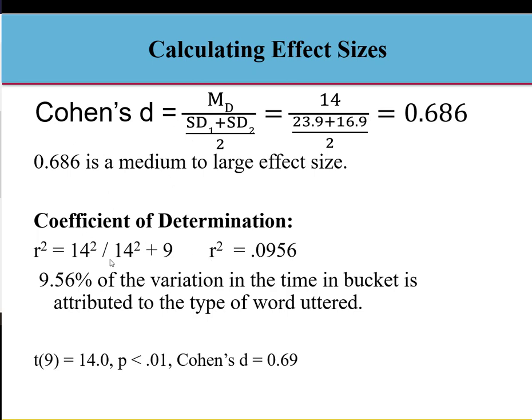The coefficient of determination, I calculate it out. I get the mean difference squared over the mean difference squared plus the degrees of freedom, and I get 0.0956, so 9.56% of the variation in the time in the bucket is attributed to the type of word uttered, and then I write it out in APA.